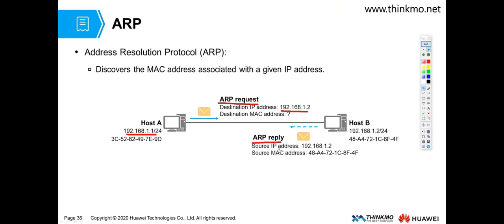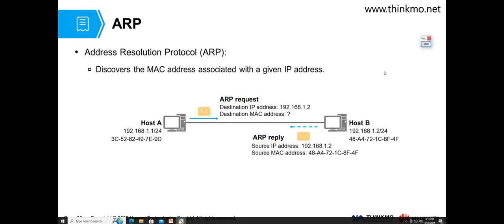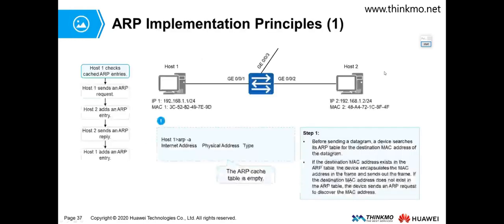If the other party receives it, they will send me an ARP reply which will record that, with the IP address 192.168.1.2, my MAC address is 48A4, etc. This will be sent back to our host A so that in the future, host A can find it again. When our host B communicates, it will know what the other party's MAC address is. So how is this process implemented? Let's take a closer look.